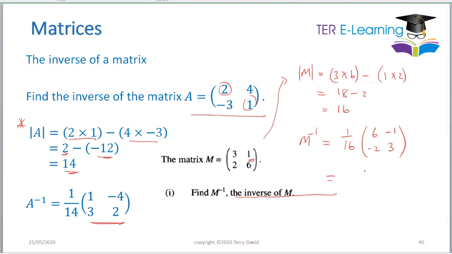But some students do this. They say 6 over 16, minus 1 over 16, minus 2 over 16 and 3 over 16, right? Either answer is correct. Any one of them you put, you should get the marks. They should not penalize you for that. So this is an exam question, you need to be able to find the inverse of a matrix. Cool? Let's see now.